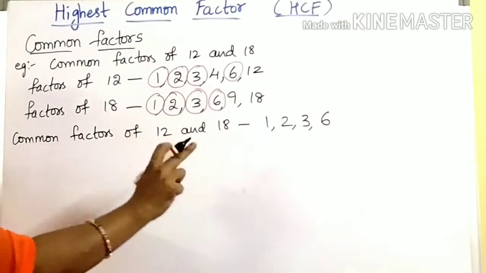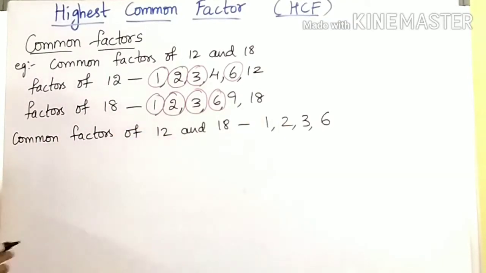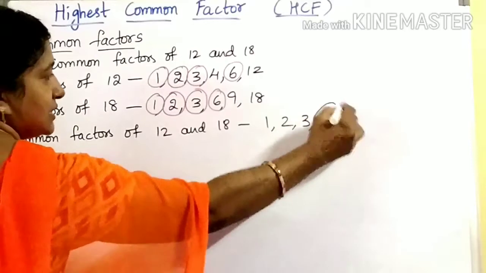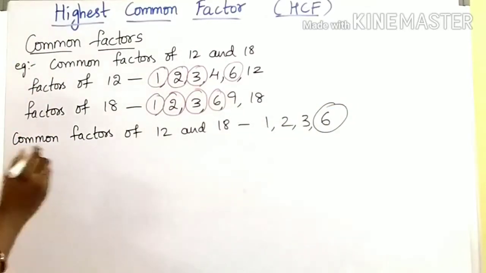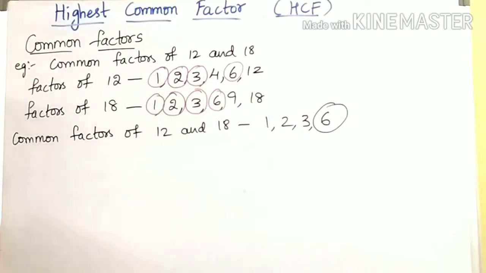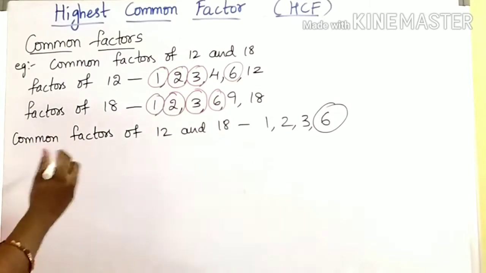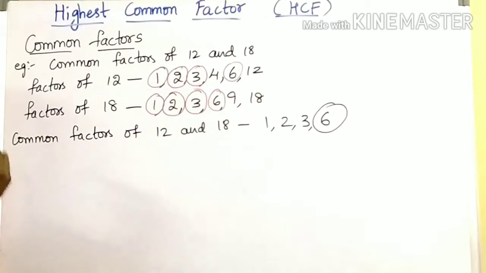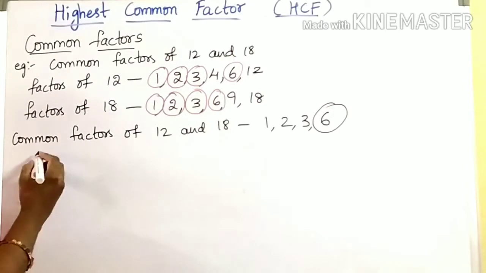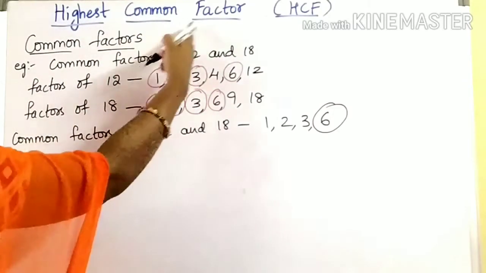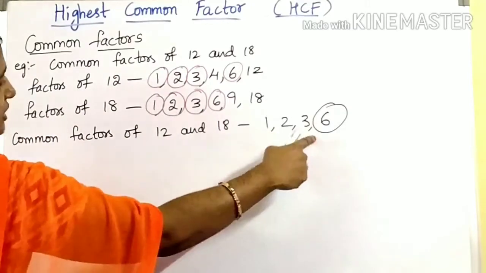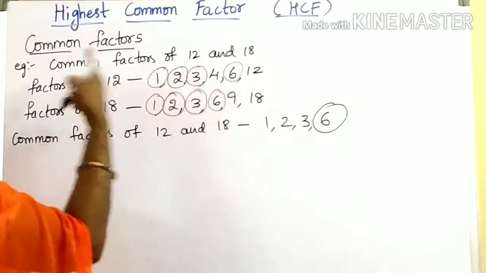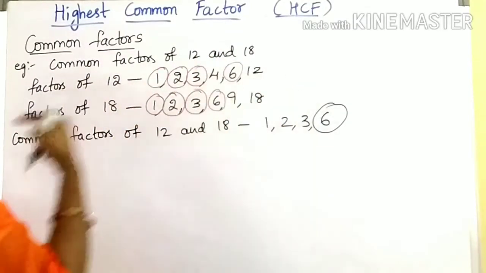What is the highest of these common factors? Which is the highest here? 6. Right? So the HCF of 12 and 18 is 6. What is HCF here? HCF is nothing but highest common factor. If you observe, 6 is the highest value. So HCF of 12 and 18 is 6.